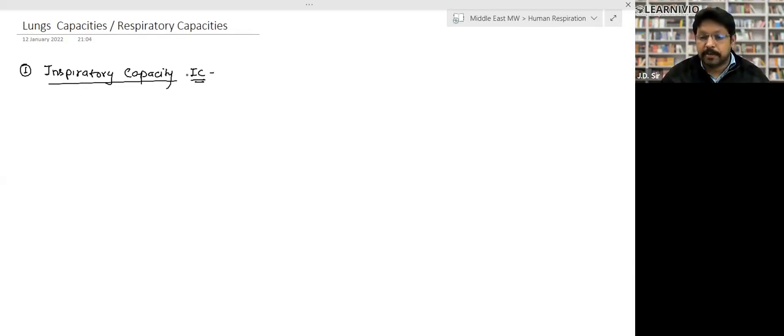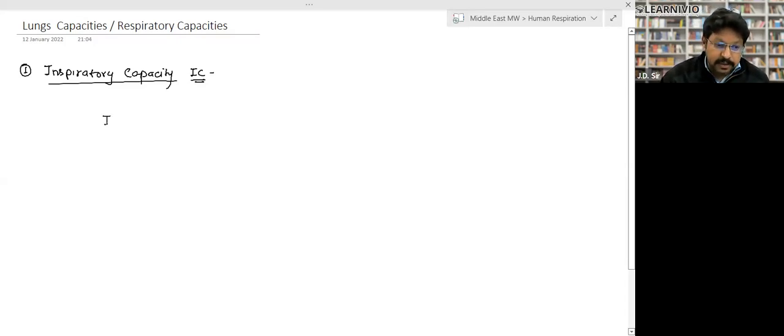Suppose that I have removed air from my body, I have expired. Now again I am trying to inspire the total volume of air which I can inspire. That is my limit. The total volume which I normally inspire will be tidal volume, but the total which I can inspire is my inspiring capacity, my capacity to take air inside.